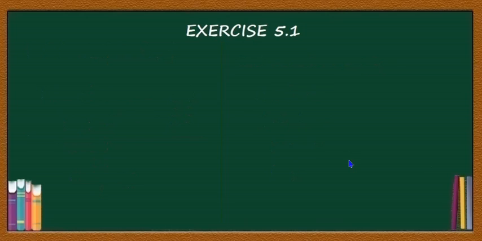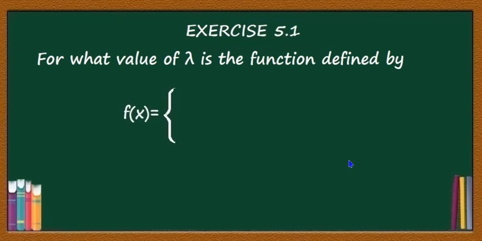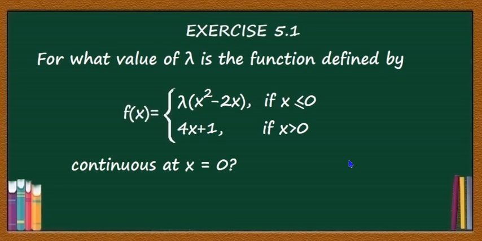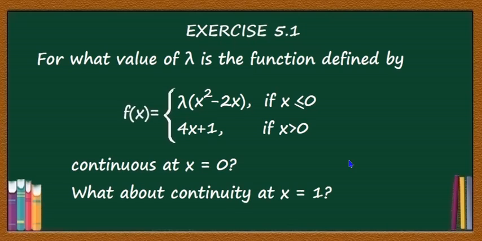And I'll consider one more question. For what values of lambda is the function defined by f of x equal to lambda into x square minus 2x if x less than or equal to 0, 4x plus 1 if x greater than 0, continuous at x equal to 0, and what about continuity at x equal to 1? You have to check the continuity at x equal to 1, and you have to find the value of lambda at x equal to 0.